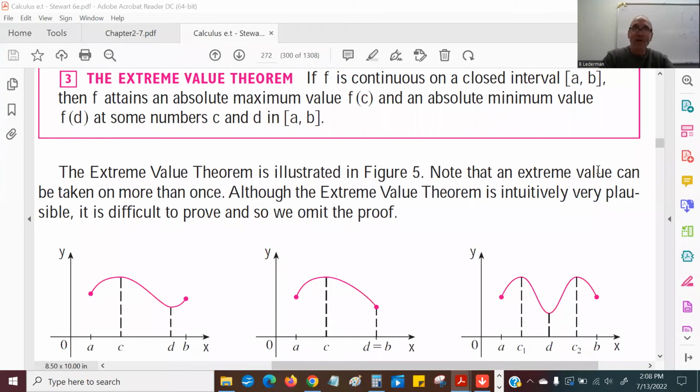I'm just showing you the extreme value theorem: if f is continuous on a closed interval a comma b, then f attains an absolute max and an absolute min at some numbers in that closed interval. So as these examples show.